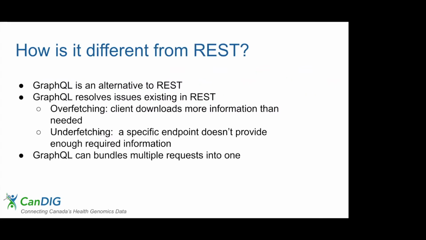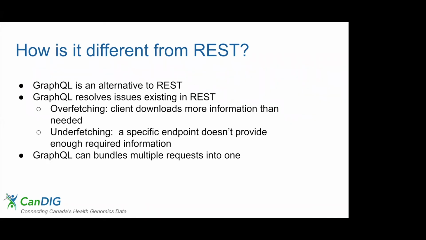So how is it different from the REST standard? GraphQL was created as an alternative to REST, so there are a couple of advantages over REST. It resolves some issues existing in REST APIs. First of all, it's overfetching. In a REST API, usually when a client sends a request to one single endpoint, the single endpoint will return a certain type of data object back.